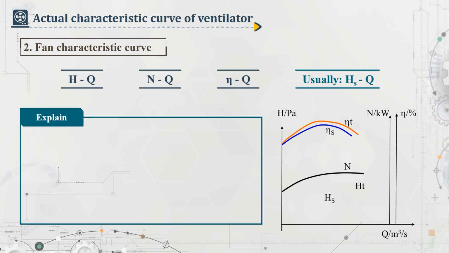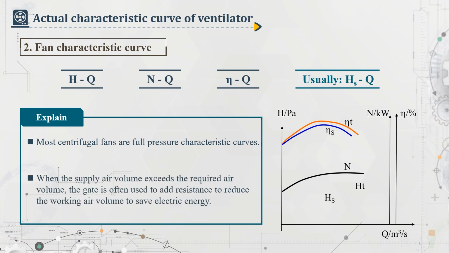Explain. 1. Most centrifugal fans are full pressure characteristic curves. 2. When the supply air volume exceeds the required air volume, the gate is often used to add resistance to reduce the working air volume to save electric energy.